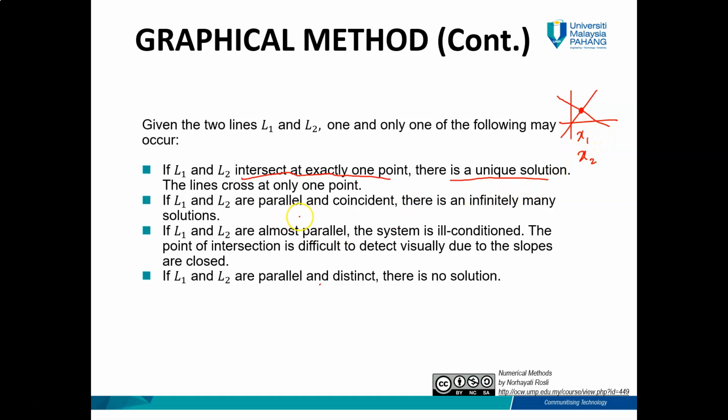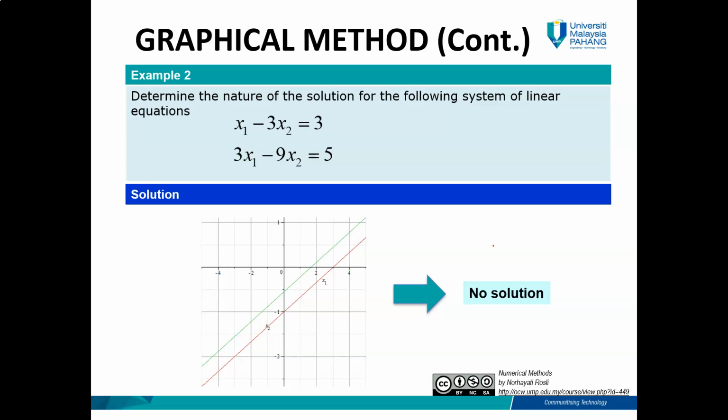If L1 and L2 are parallel and coincident, there are infinitely many solutions. This means that if this, for example, is L1, and we also have L2 on the same line as L1, they intersect at all points. So there are infinitely many solutions. If L1 and L2 are parallel and distinct, there is no solution. We can see the example next.